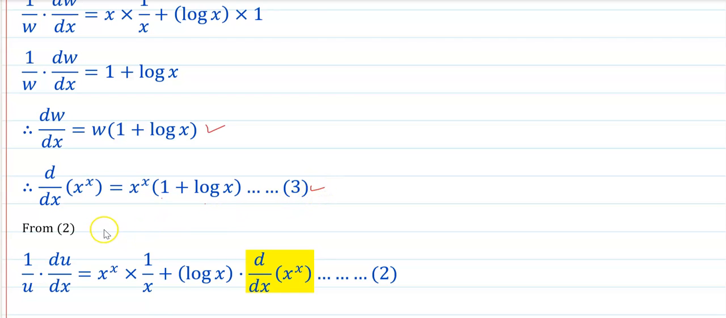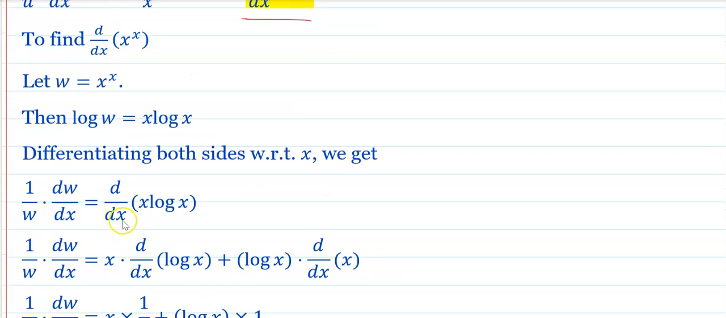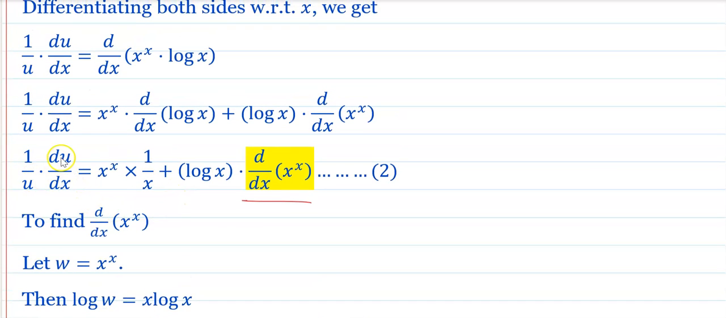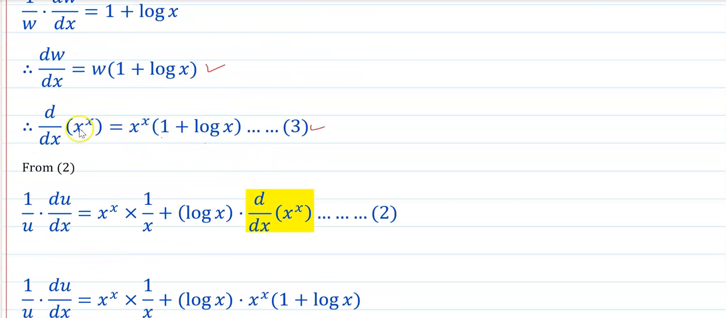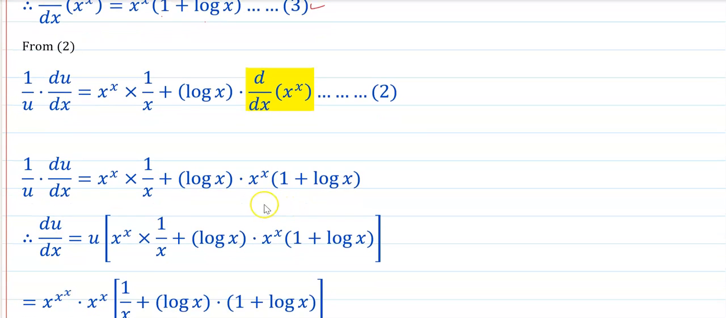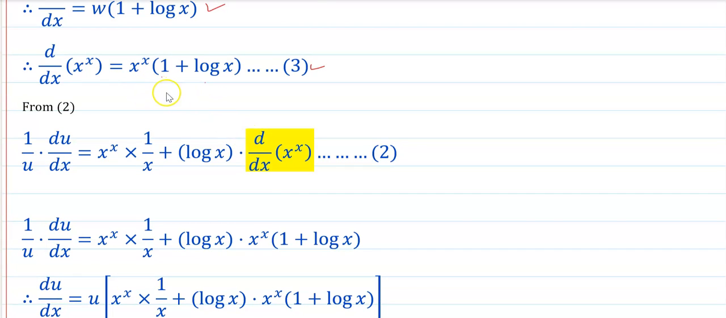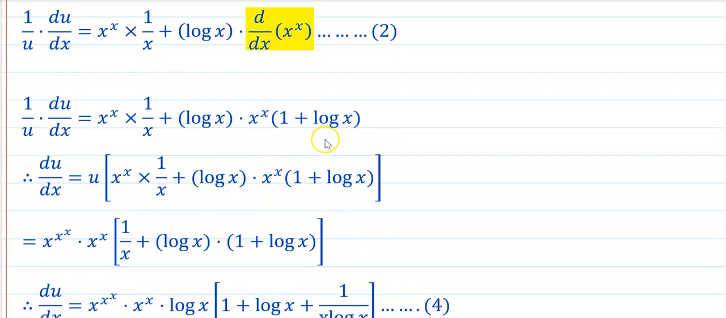Third one. And therefore from equation 2, 1 upon u into du by dx is equal to x raised to x into 1 upon x plus log x into d/dx of x raised to x. Now here we substitute the derivative of x raised to x. What is d/dx of x raised to x? It is x raised to x in bracket 1 plus log x. We substitute this value here. Therefore 1 upon u du by dx is equal to x raised to x into 1 upon x plus log x, and the derivative of x raised to x is x raised to x in bracket 1 plus log x.